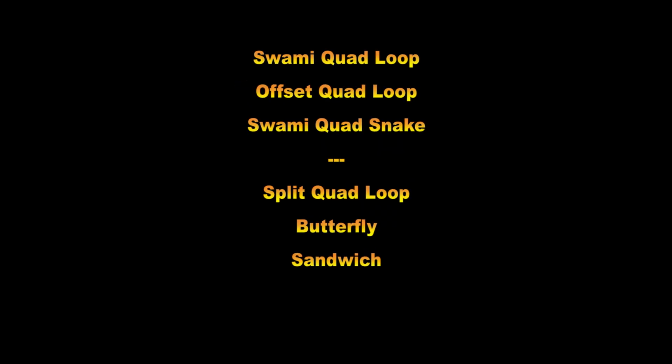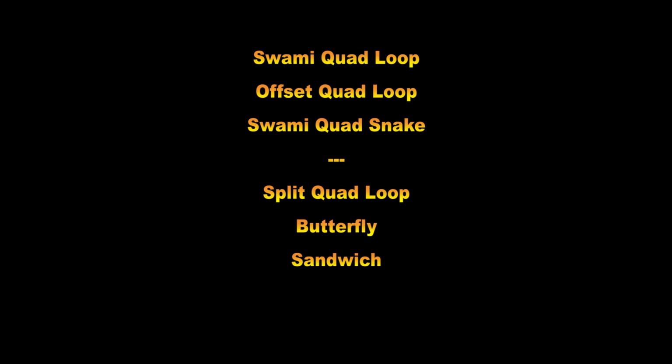Hello and welcome back to lesson number 30, part 2. I assume you have all watched part 1 and that you now know how to identify a Swami Quad Loop and that you understand all its implications. Today we're going to learn about these other 5 remaining patterns: the offset quad loop, the Swami Quad snake, the split quad loop, the butterfly, and the sandwich.